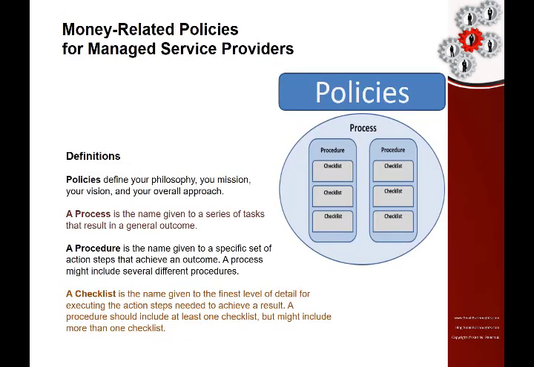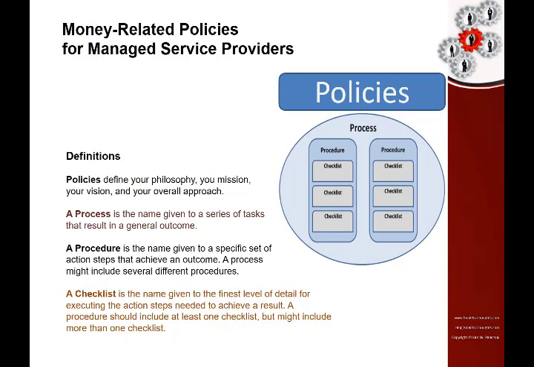I appreciate that. So in another broadcast that you can sign up for, I talk about the basics of managed services. And in there, I talk about processes, procedures, and checklists. I didn't mention policies. So let me take a step back, and today we're going to talk about money-related policies.